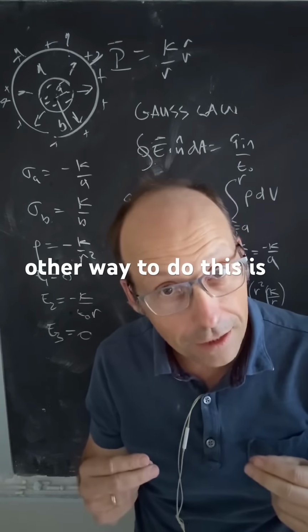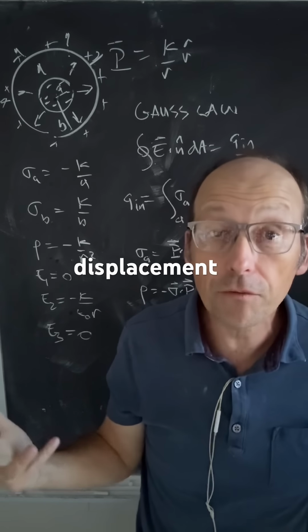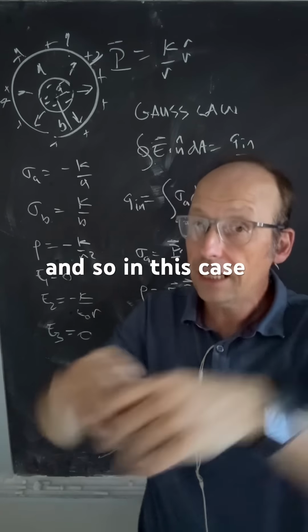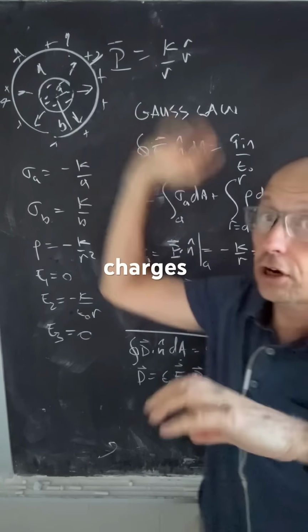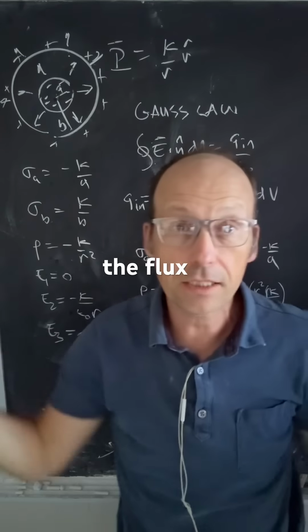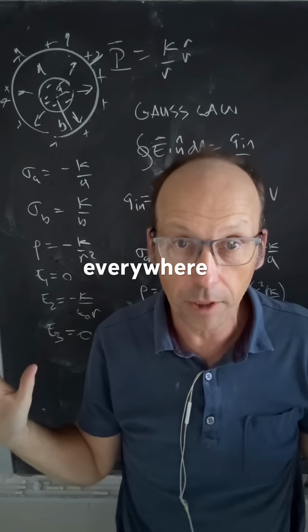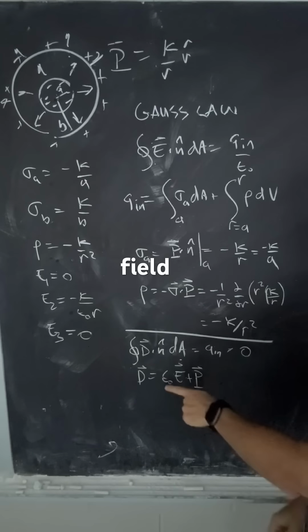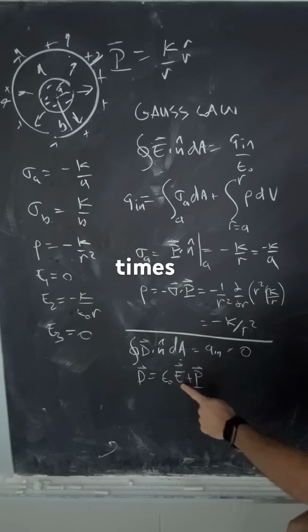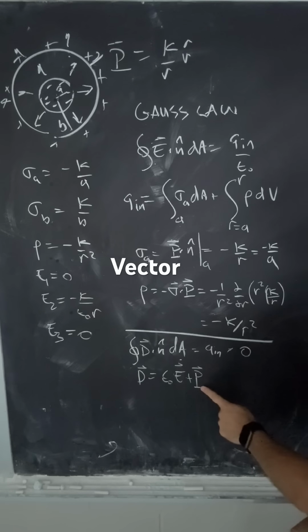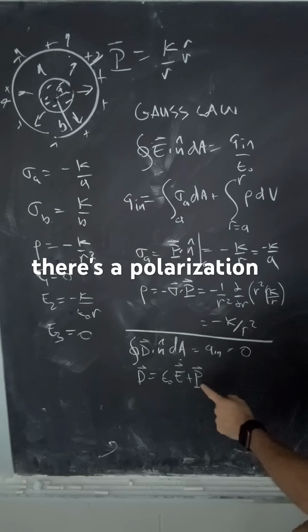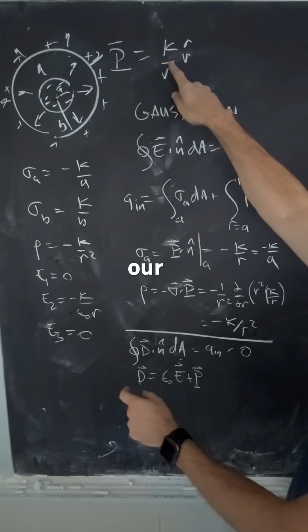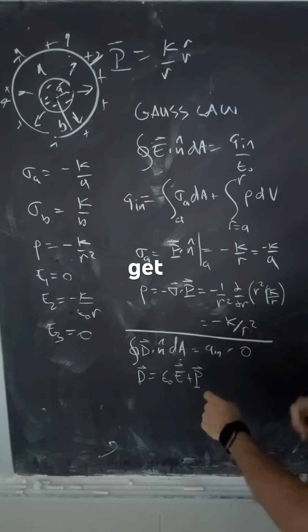Now, the other way to do this is to use the displacement field. The displacement field only deals with free charges. And so in this case, there's no free charges anywhere. So the flux of the displacement field is zero everywhere. However, we define the displacement field as epsilon naught times the electric field plus the polarization vector. So wherever there's a polarization vector, we're going to have an electric field, which would be in here. Since that's our polarization vector, we get the same thing.